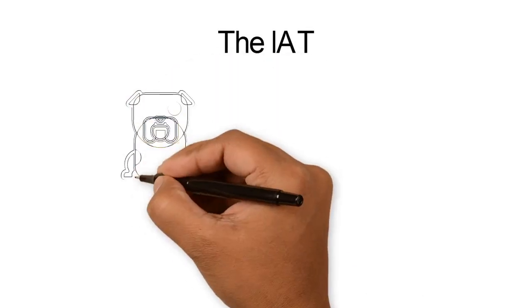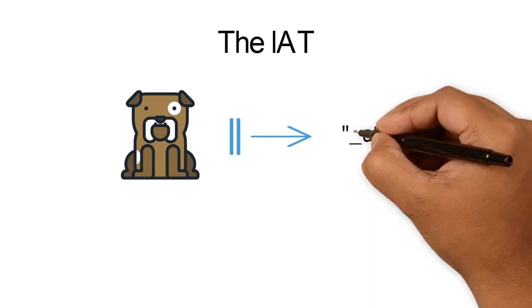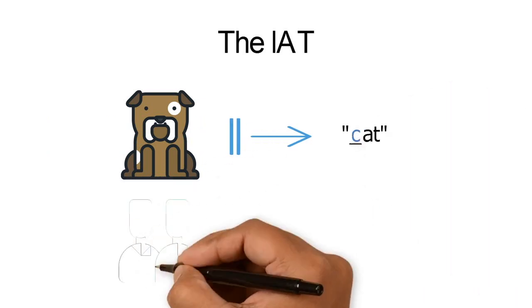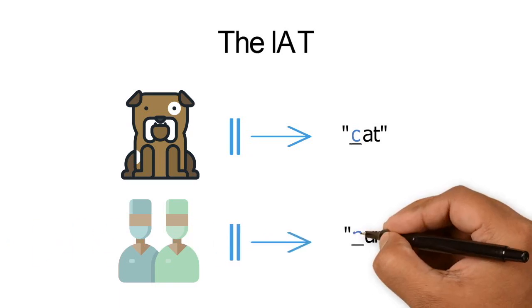Understanding the IAT, and indeed all reaction time measures, begins with a basic insight. It's always easier for our brains to sort two concepts together if they are closely associated in our minds. For example, if I say the word dog and ask you to complete this word, you'll be quicker to think cat than bat. Or if I say the word doctor, you will be quicker to think nurse than purse.